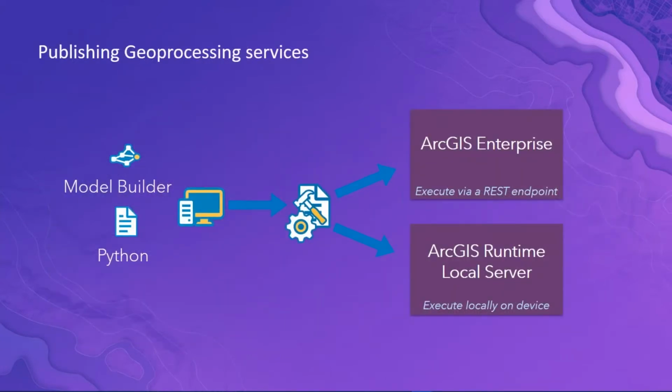Once you've used Model Builder or Python to author that analytical workflow that you've defined, then you can package it up into what we call a geoprocessing package. And then you can publish it to ArcGIS Enterprise, and that makes that geoprocessing package available as a REST endpoint for any client to access and take advantage of. You can also package that up to be used in particular for an ArcGIS Runtime application. And in that case, it would use ArcGIS Runtime Local Server to execute that package locally on the device itself.